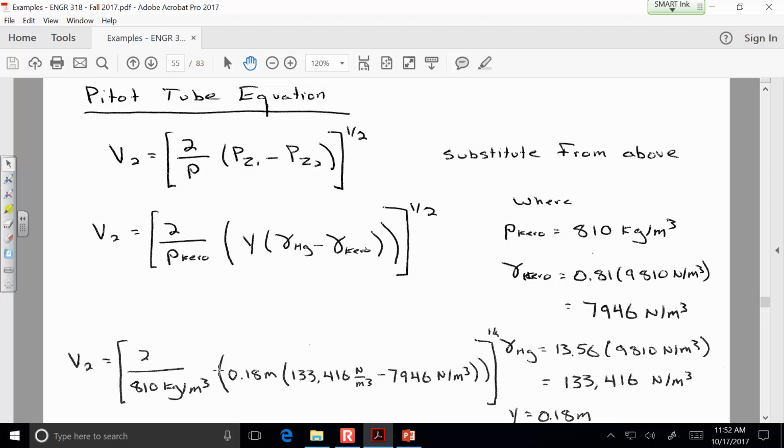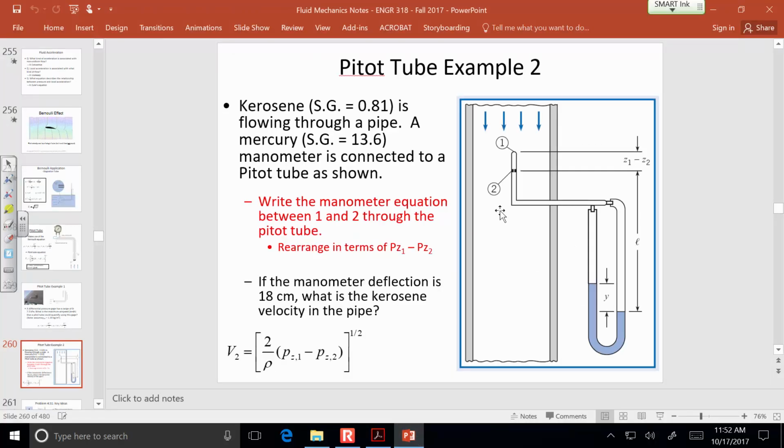Okay? And I got a good question about the density. What density should you use here in the Pitot tube equation? It should be the density of the fluid that's being measured. And so we're measuring kerosene. That's what's flowing on the outside.